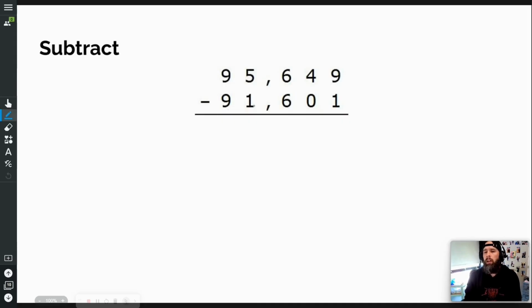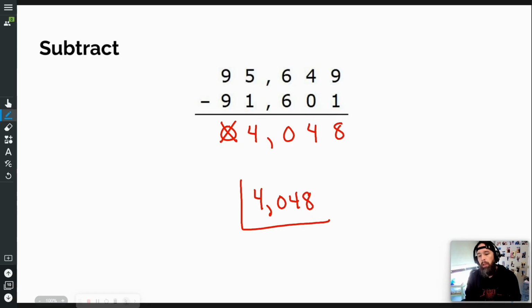95,649 minus 91,601. Go all the way to the right. 9 minus 1 is 8. 4 minus 0 is 4. 6 minus 6 is 0. 5 minus 1 is 4. 9 minus 9 is 0. As we mentioned, if there's numbers all the way to the left and it's 0, you don't need it. Let's put a comma there and drop down 4,048. That's going to be my final answer.